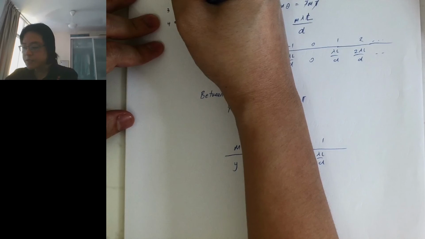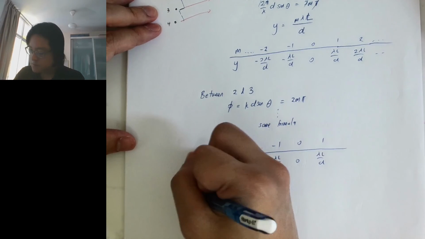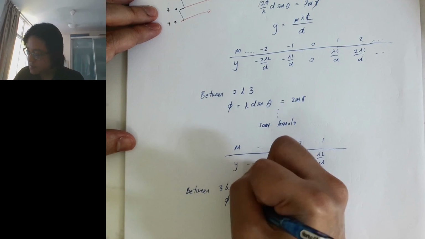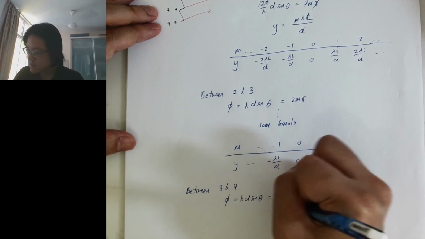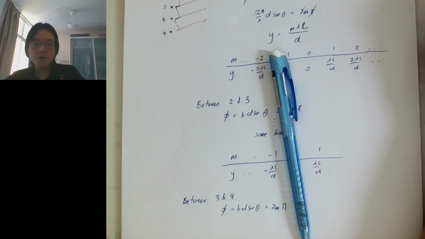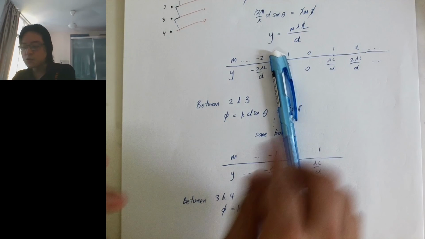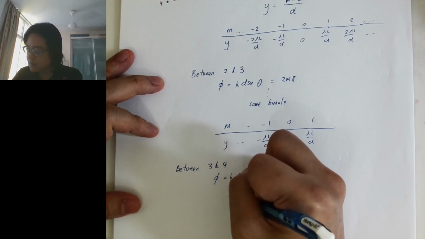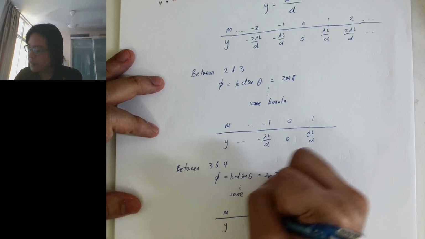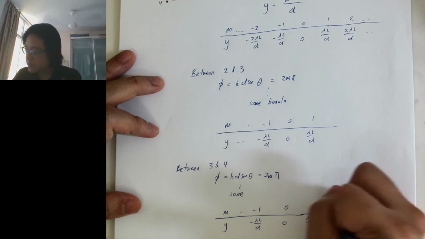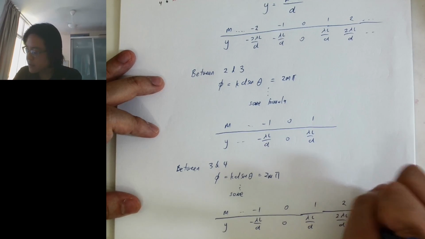And then finally, between 3 and 4, same thing. Why do I emphasize this when I already know it's the same? Because when we go to the next question, the distance is not the same, so you need to be careful. But this is the method to do it. So we calculate between all the pairs, and we get the same formula. Minus 1 is minus lambda L over d, 0 is 0, 1 is lambda L over d. If it's 2, it's 2 lambda L over d, and so on and so forth.